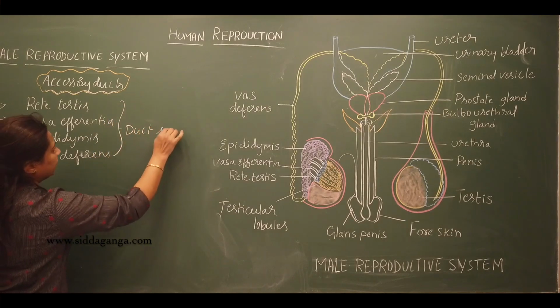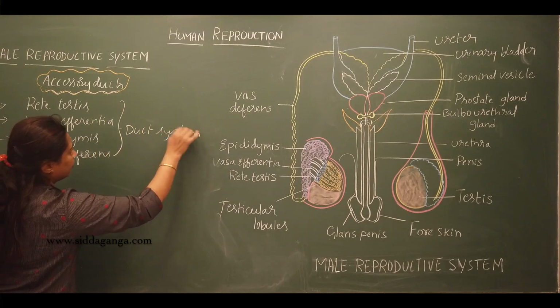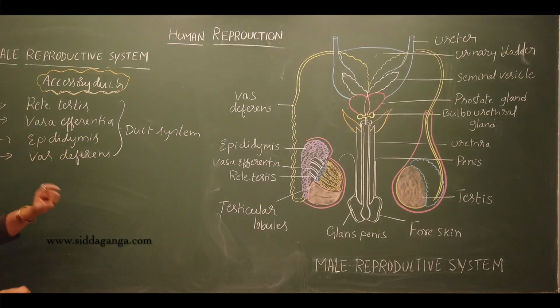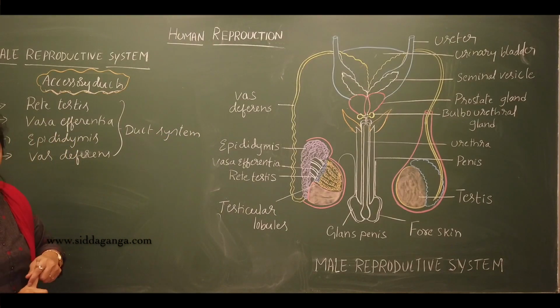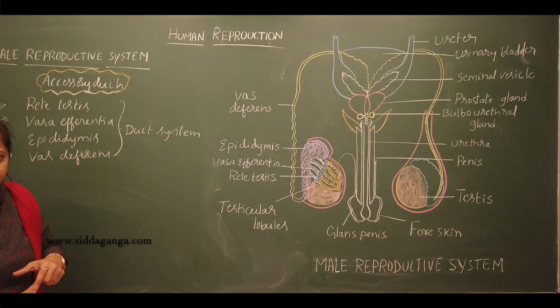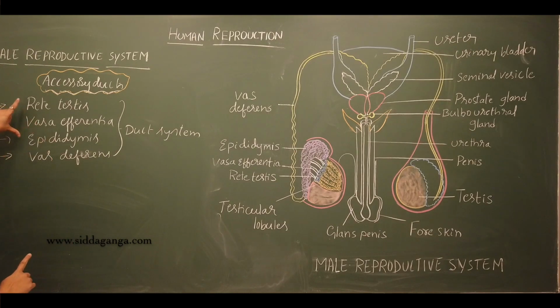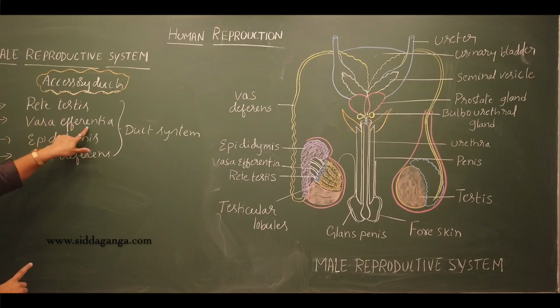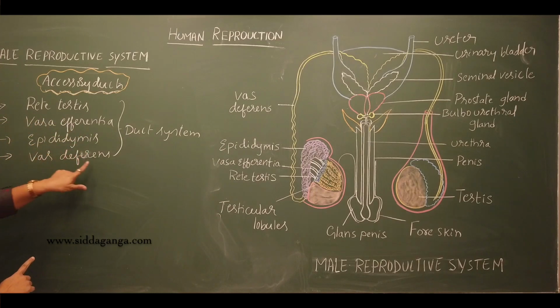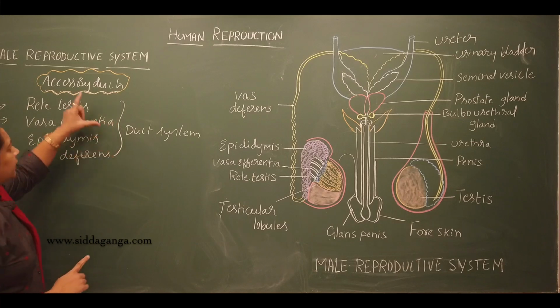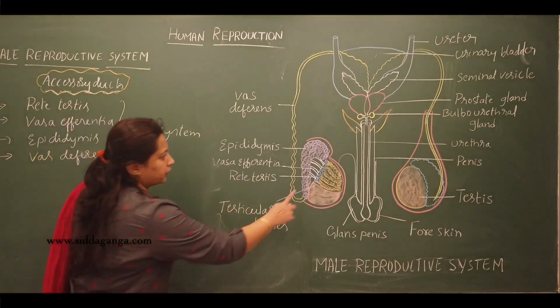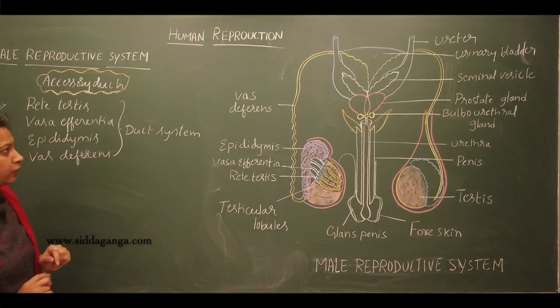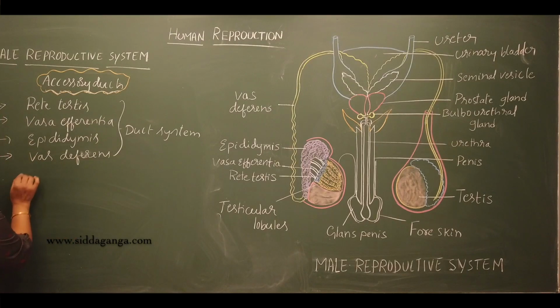They help in the conduction of sperms in the duct system. Somewhere the sperms are stored temporarily, and maturation of the sperms will take place. So these are the ducts: rete testis, vasa efferentia, epididymis, and vas deferens, and mainly they are responsible for the conduction of the sperms. Then, accessory glands.